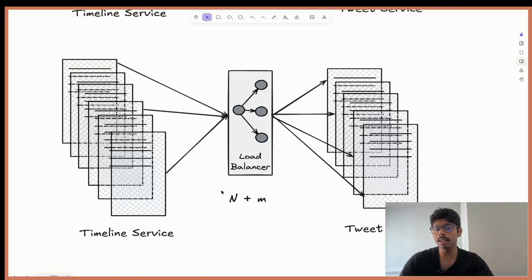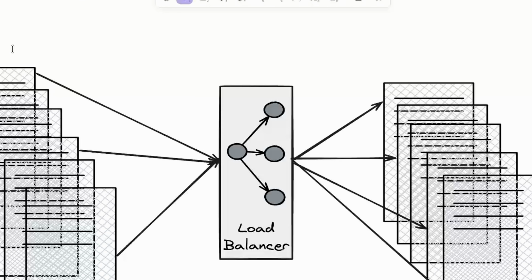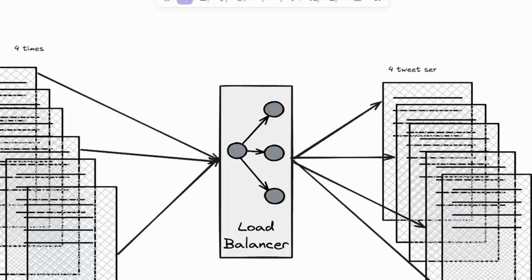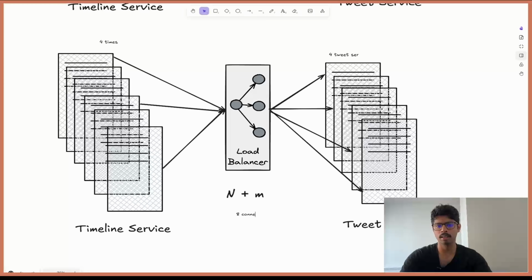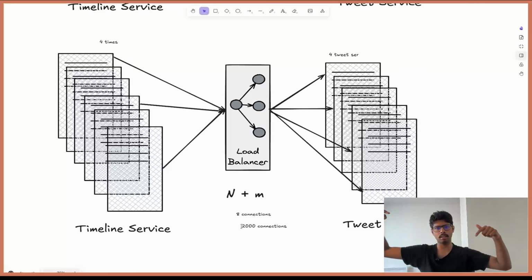So now the connections will also reduce. Let's say 4 timeline services are running and 4 tweet services are running. In that case, we just make 8 connections. And think of it, if 1000 timeline services are running and 1000 tweet services are running, then we can make just 2000 connections. And there is one more thing. We are just making the connection with the load balancer, and the load balancer is distributing. It is basically a single wire.